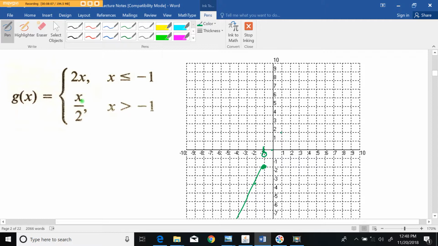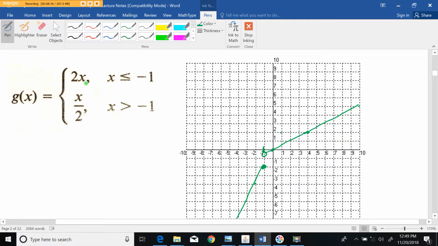And then if we put 0 in, 0 comes out. I'm going to plot 1 or 2 more points. Let's use 4. If we put 4 in, 2 will come out. So 1, 2, 3, 4, 1, 2. That's enough. It's linear. Maybe one more. Let's see, if we put 10 in, 5 will come out. There we go. So here is a graph of this piecewise function.